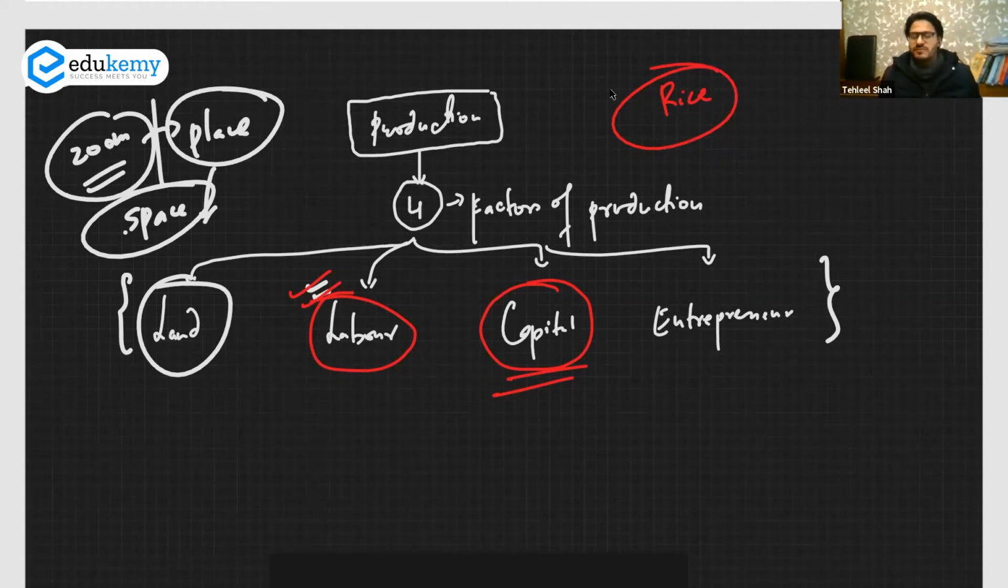I have to do some investment, whether on land, whether on irrigation, whether on seeds, whether on fertilizers, whether on manures. All these are the capital that I'm investing in my production.